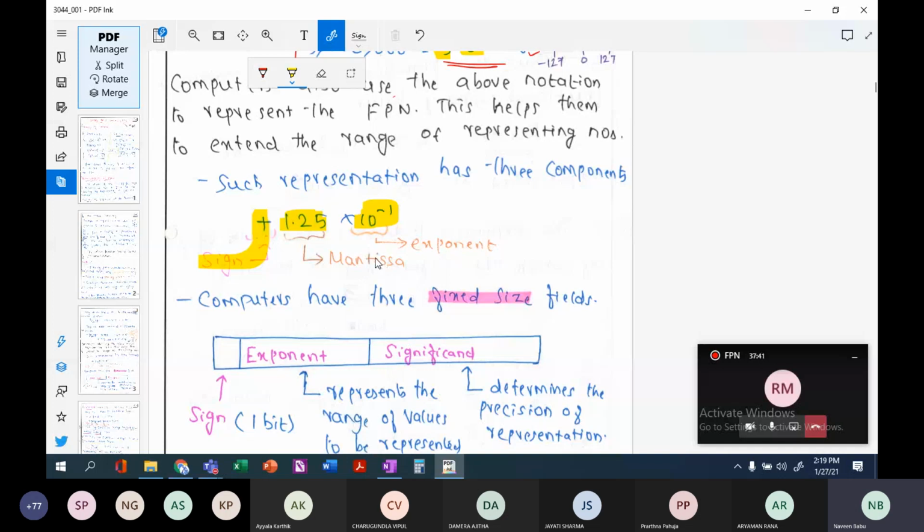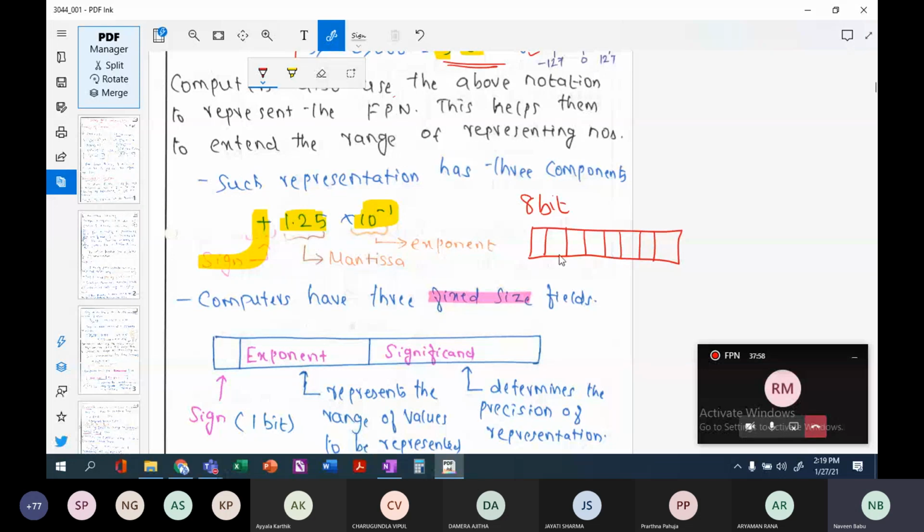The computers will have a fixed format. If I say, for example, I have a computer with an 8-bit processor, I will have 8 different bit sections: 1, 2, 3, 4, 5, 6, 7, and 8.